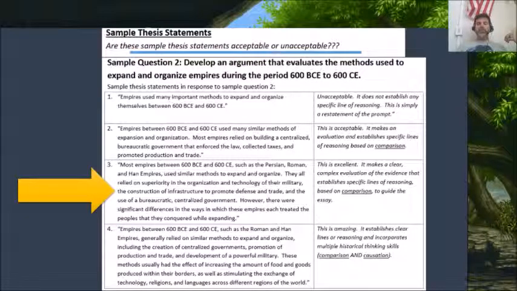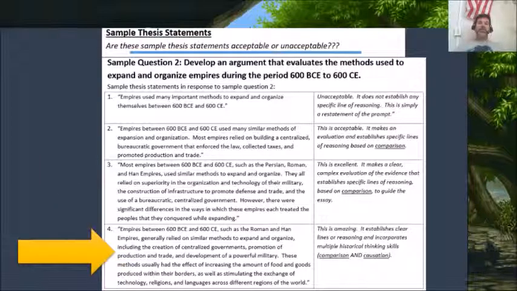So it does comparison, but it isn't just looking for similarities. This also found some differences, essentially a counterclaim to the similarities, and worked that into the thesis. And if this is what the evidence shows you about the topic, then go with it.